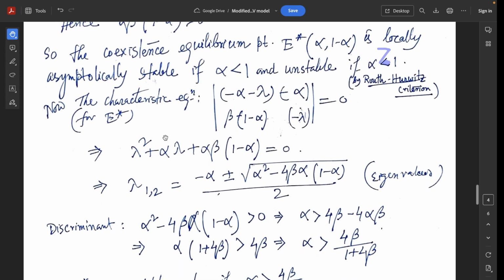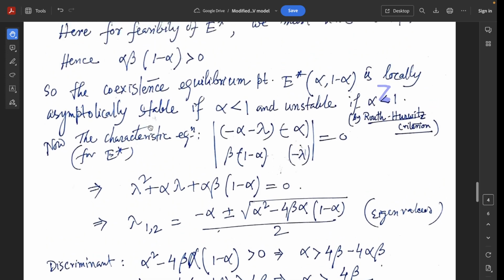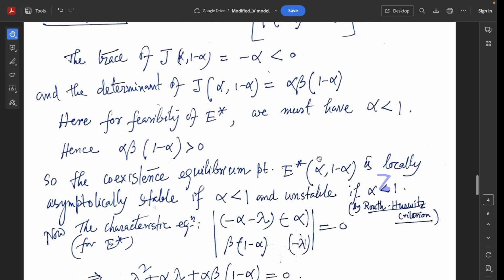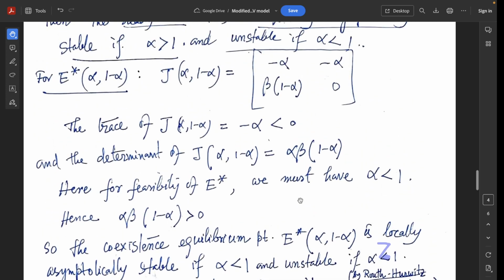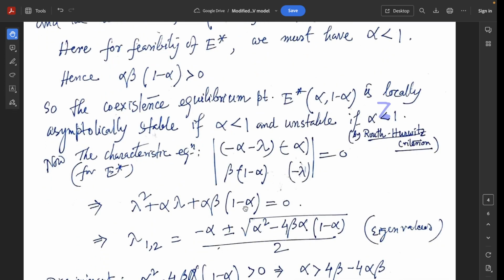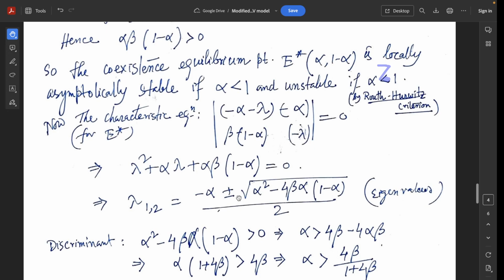Now the characteristic equation for this E star, for this matrix [minus alpha, minus alpha; beta(1 minus alpha), 0]: the characteristic equation is minus alpha minus lambda and 0 minus lambda, and so on. So this is the quadratic equation for lambda. We get lambda square plus alpha lambda plus alpha beta into (1 minus alpha) equal to 0.